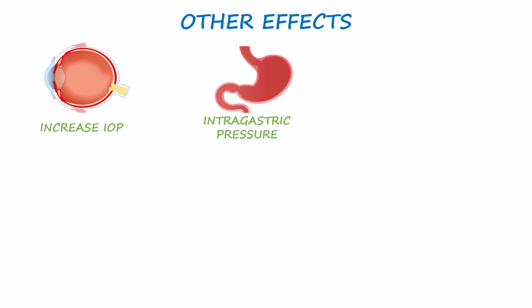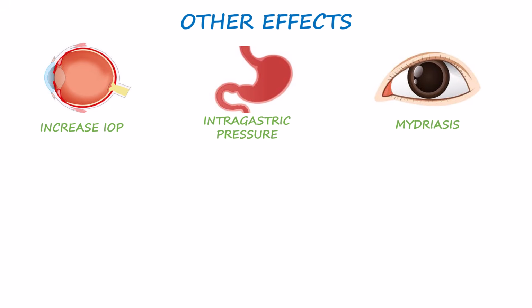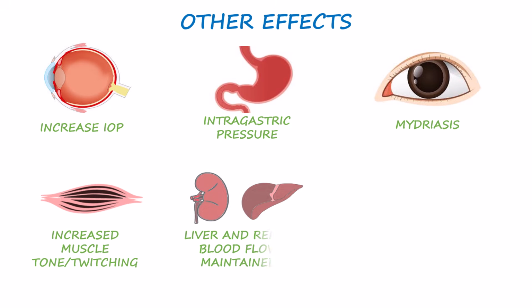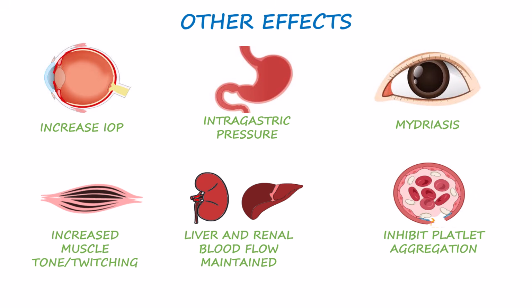Ketamine slightly increases both intraocular pressure and intragastric pressure. It causes pupil dilation, known as mydriasis, and may produce nystagmus. It also increases skeletal muscle tone and activity, so the patient may exhibit occasional random movements or twitching. Hepatic and renal blood flow are generally preserved. Ketamine can mildly inhibit platelet aggregation, which may lead to a slight increase in bleeding, although this is usually not clinically significant.